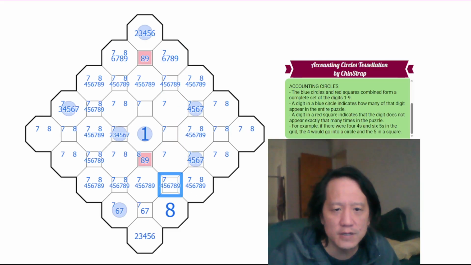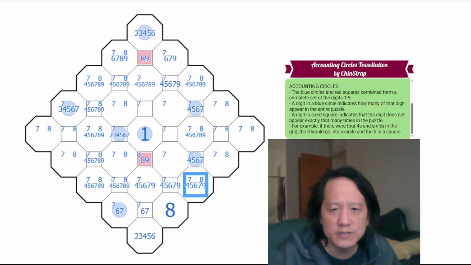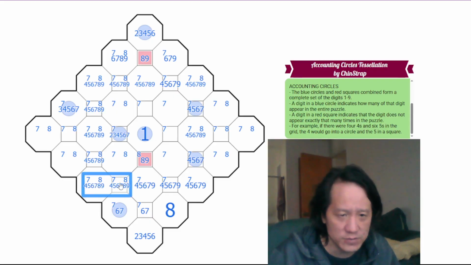That means this cannot be... None of these cells can be 8. And these can't be 8. So we're guaranteed this can't be 8 here. One of these two is an 8. Since one of these two is an 8, this can never be an 8.